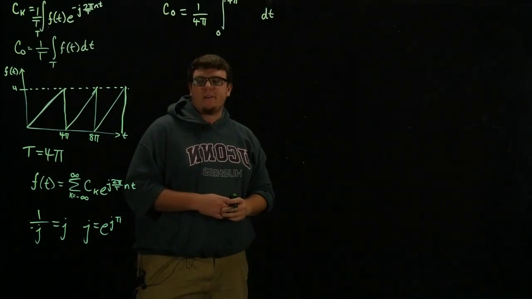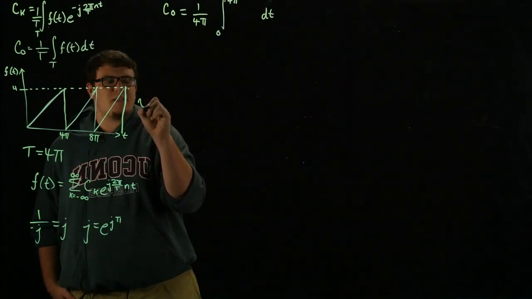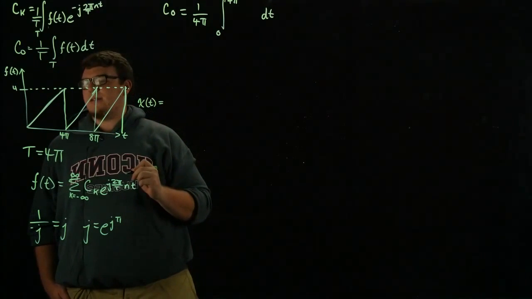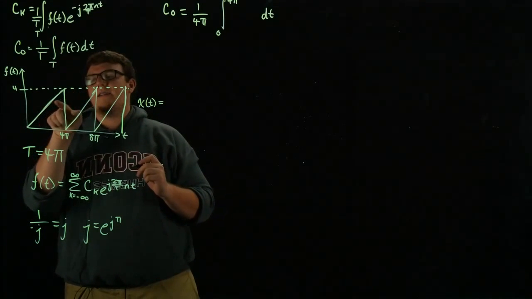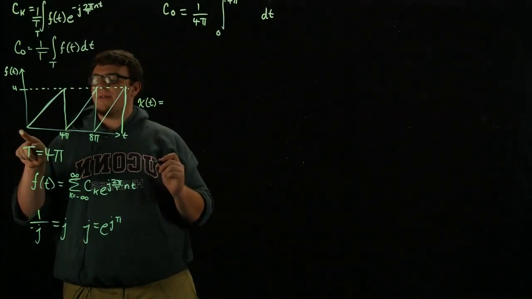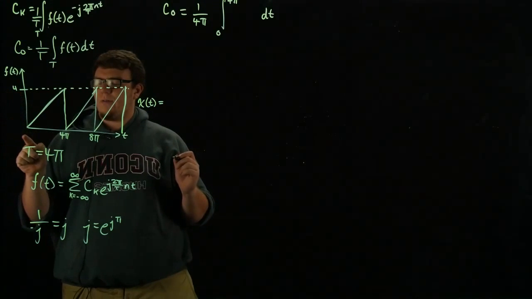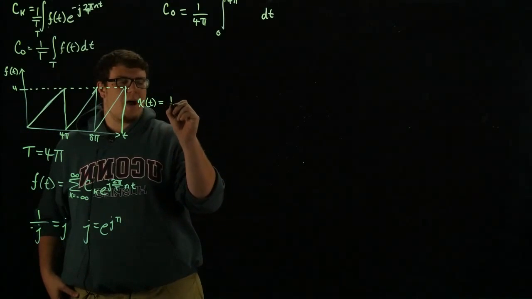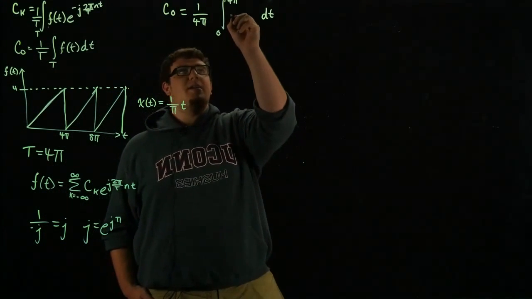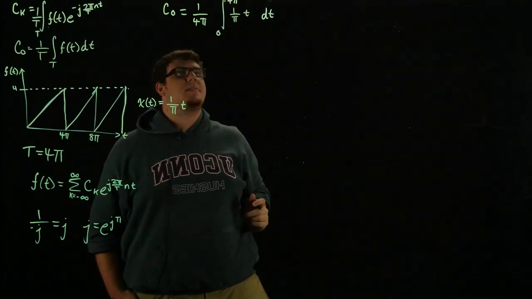So we have to figure out a way to express this function. Over one period, we can say that the function x of t is just a linearly increasing line. The y-intercept is 0, so we just need the slope in order to get this. The slope is a rise of 4 over a run of 4 pi, so that should just be 1 over pi times t. So we're going to integrate 1 over pi t dt over this interval.